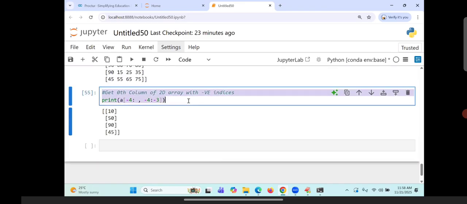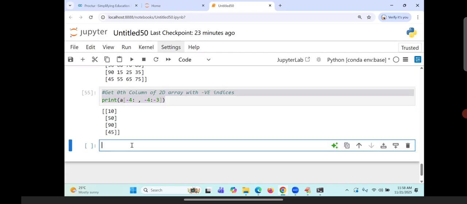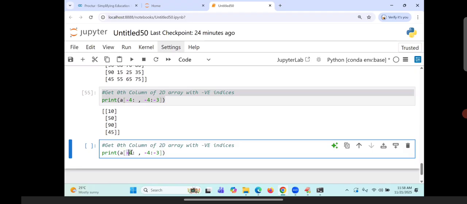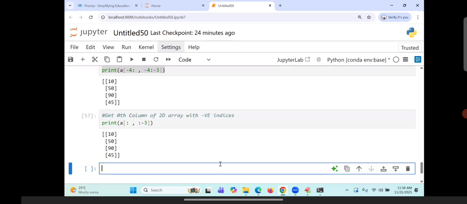In another way, I am going to write it. Minus 4 I am removing, students. Row beginning, row ending. Row beginning means first to last. What is this? Minus 4 to minus 3. First to last. This minus 4 also I will remove. So see, the same answer. Are you getting or not?